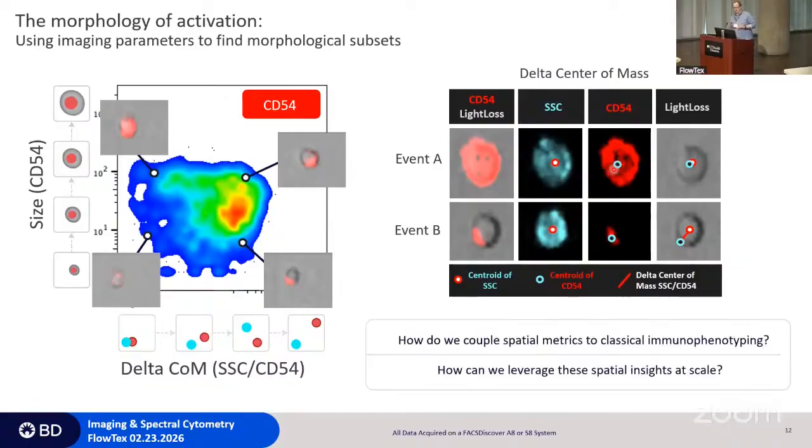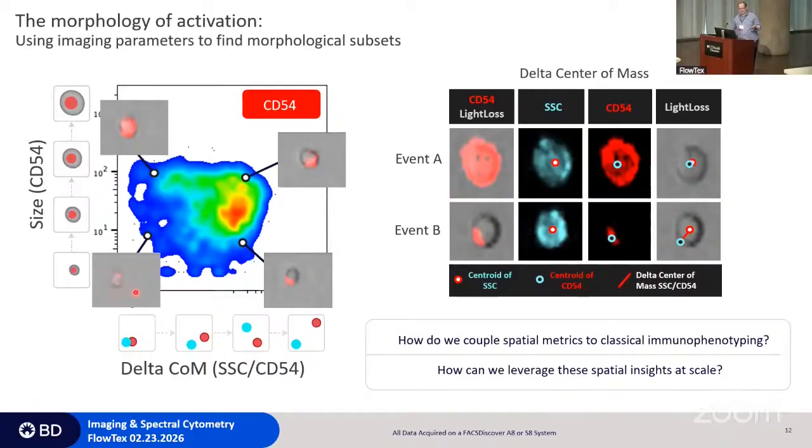And then when you look at the CD54, when it's uniform, it's pretty much the center of the cell as well. So the delta between the center of mass of side scatter and the center of mass of CD54 is approximately 0 on a uniformly stained cell. Whereas once that CD54 signal shifts to one side of the cell, then the center of mass obviously shifts as well. And so you're actually measuring that difference. So in the top, the delta between the two centers is effectively 0. And on the bottom, the delta between the two centers is a bigger number.